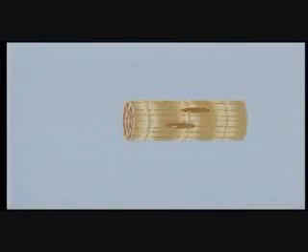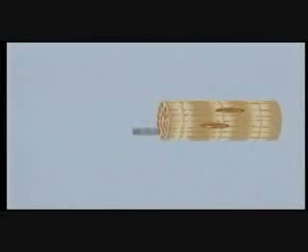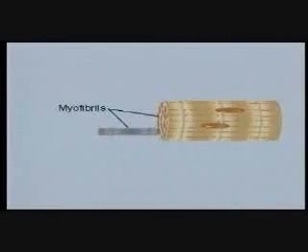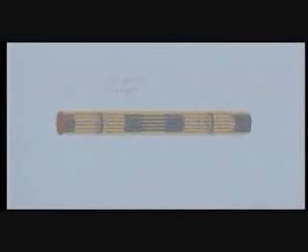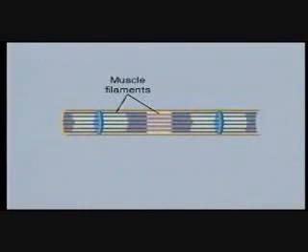The thin dark lines in the middle of the light bands are called Z-lines. A pattern of bands and Z-lines runs the length of each muscle fiber. The muscle fiber is made up of myofibrils, which in turn are made up of muscle filaments. It is these filaments within the muscle fiber that give the cell its banded appearance.